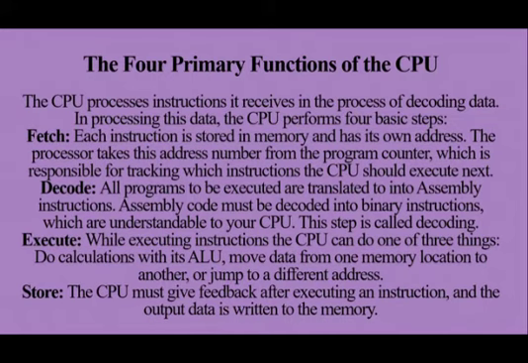Number 2, decode. All programs to be executed are translated into assembly instructions. Assembly code must be decoded into binary instructions which are understandable to your CPU. This step is called decoding. Number 3, execute. While executing instructions, the CPU can do one of three things: do calculations with its ALU, move data from one memory location to another, or jump to a different address. Number 4, store. The CPU must give feedback after executing an instruction and the output data is written to the memory.